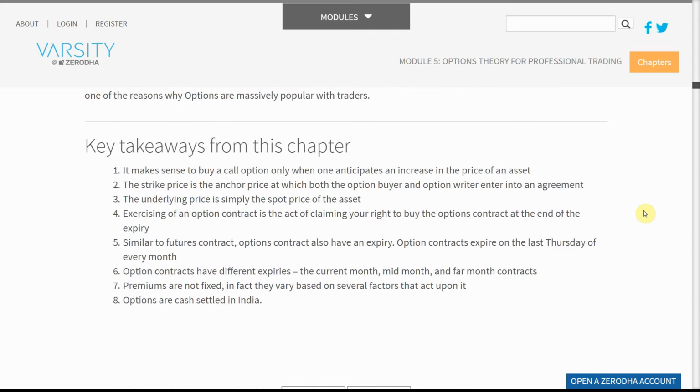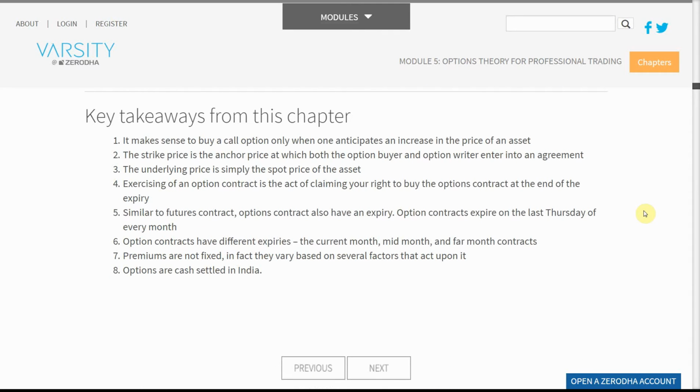Key takeaways from this chapter. It makes sense to buy a call option only when one anticipates an increase in the price of an asset. The strike price is the anchor price at which both the option buyer and option writer enter into an agreement. The underlying price is simply the spot price of the asset.